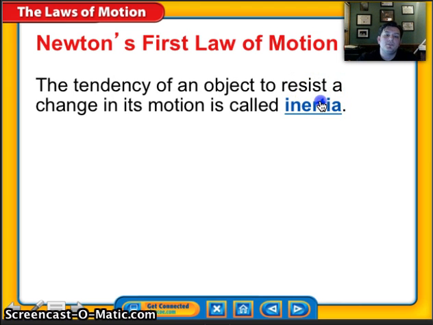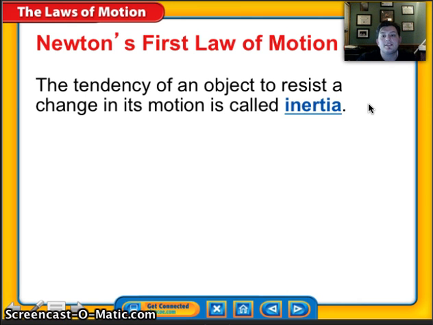Now, here's your next word. Inertia. The tendency of an object to resist a change in motion. Okay. The bigger the object is, the more inertia it has. You've probably heard that before. Remember Bill Nye, inertia is a property of matter. So, the bigger the matter is, the more inertia it has.